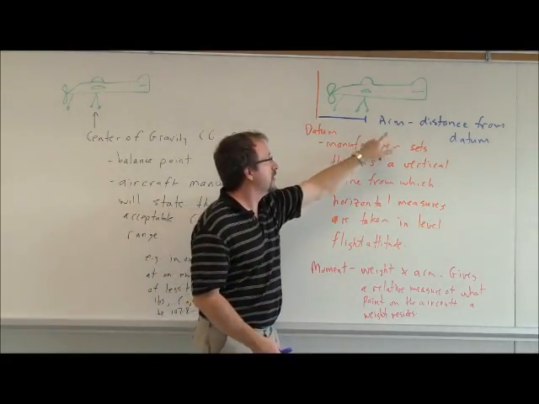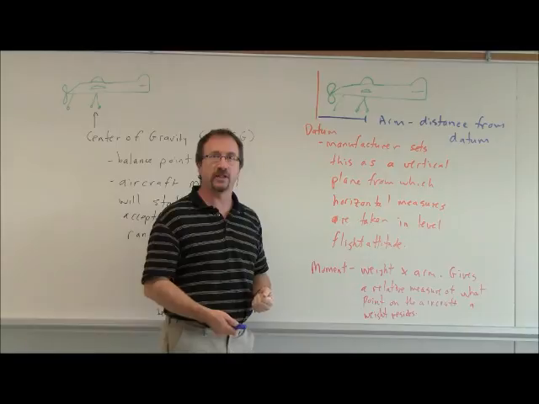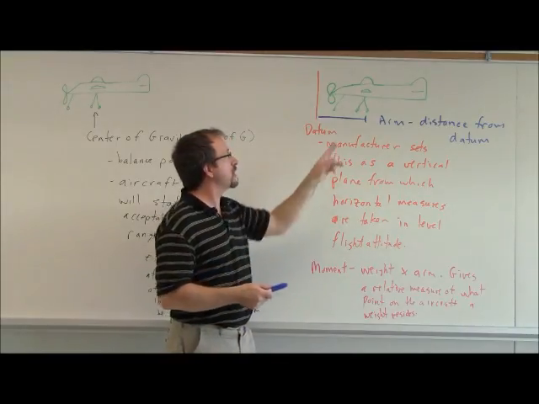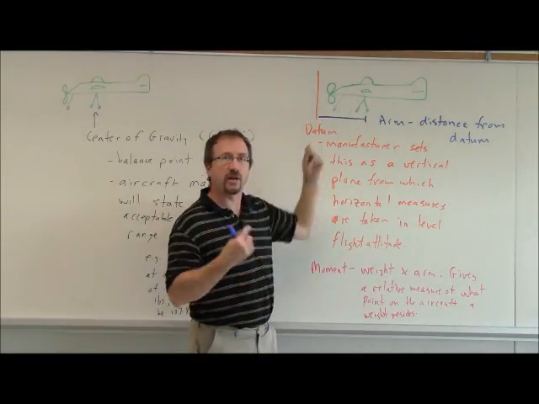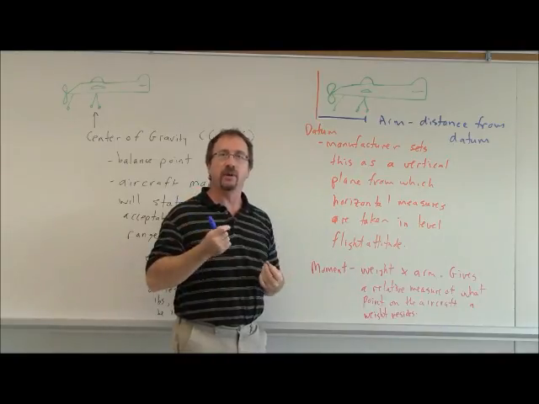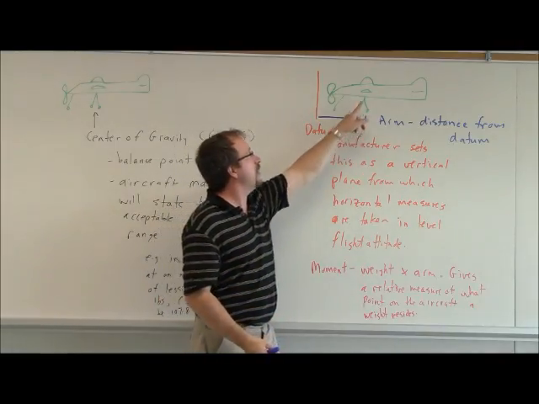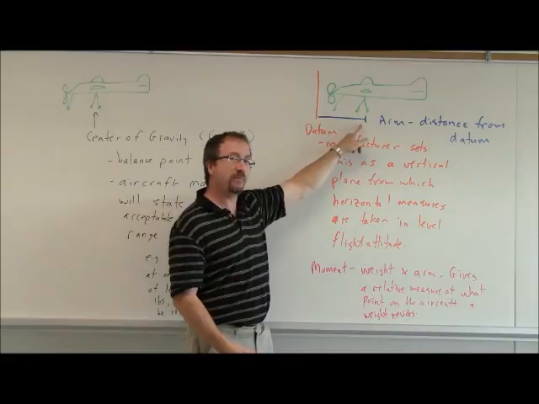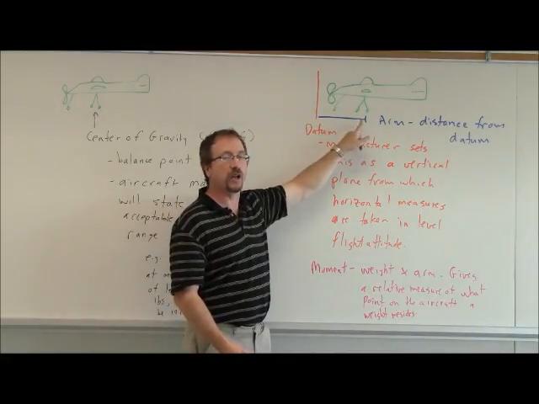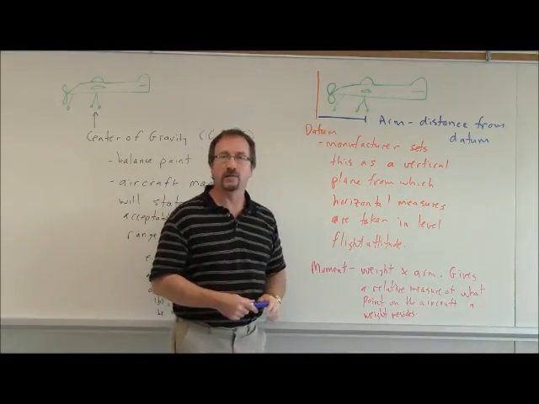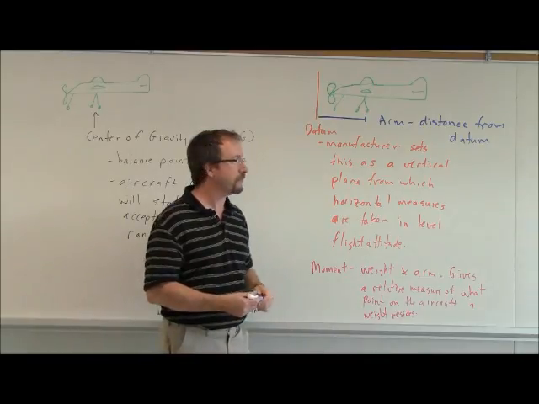And measurements along there are called an arm, the distance from the datum. So for instance, when we put the jacks up, we had the scales right underneath the wing at the weighing points. The manufacturer's manual told us that that weighing point was 129.4 inches from the datum. So the arm of that weighing point was 129.4 inches.